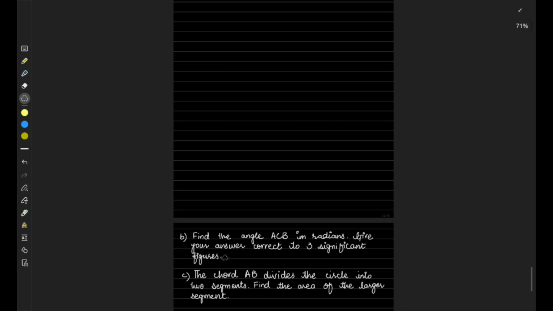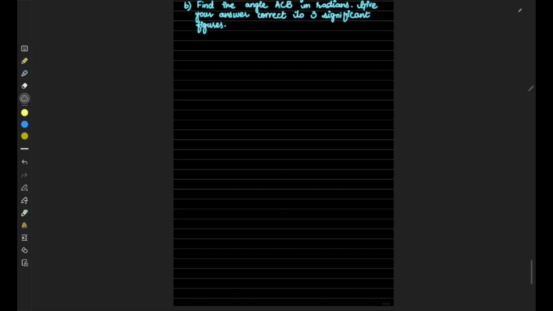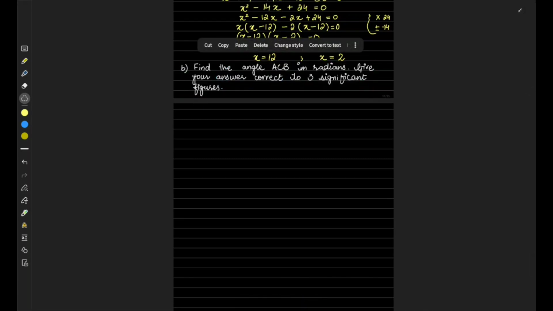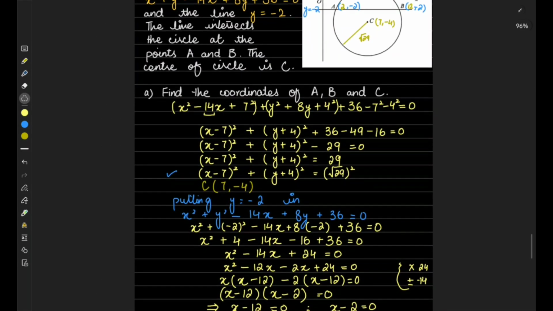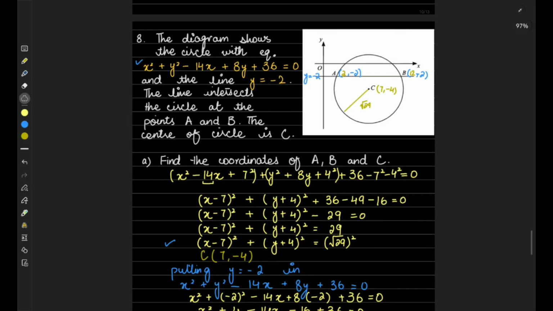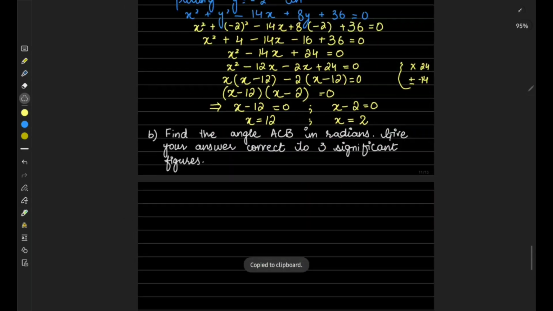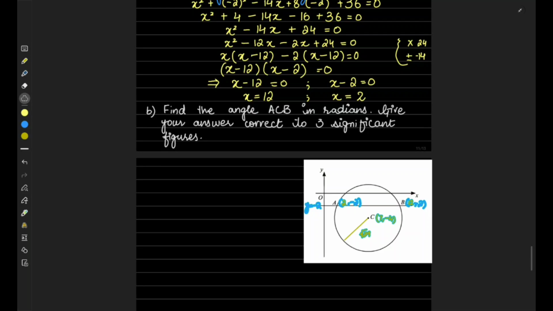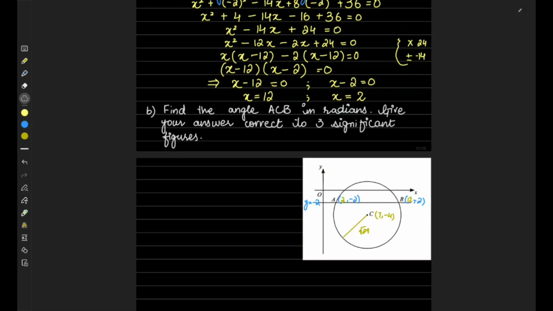Part B says find the angle ACB in radians. Instead of just going back to the diagram again and again, I'm copying this diagram and putting it here again. Okay, which angle do they need? ACB.